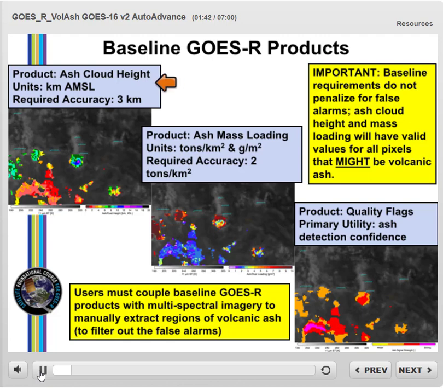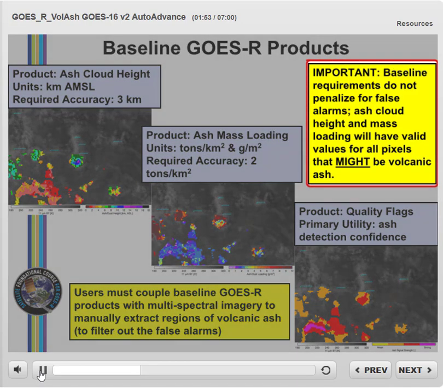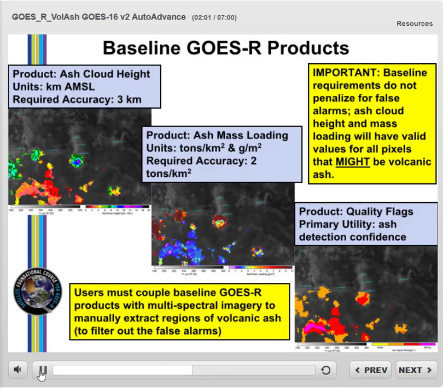Baseline products, ash cloud height and ash mass loading, were designed to identify volcanic events if at all possible, so there is a degree of over-forecast in the fields. From a statistical point of view, there is no penalty for false alarms so long as the probability of detection is high. The best practice is to use the information from the baseline products. If these products suggest an eruption may be occurring, then verify the eruption's occurrence by looking at GOES-R's multispectral imagery, visible, near-infrared, and infrared, to determine exactly where the ash might be. In this way you can filter out any false alarms.